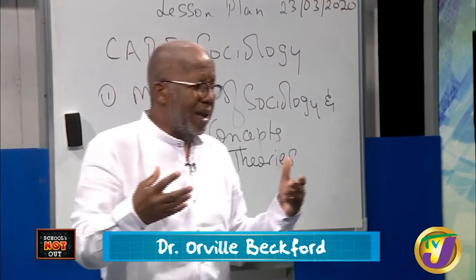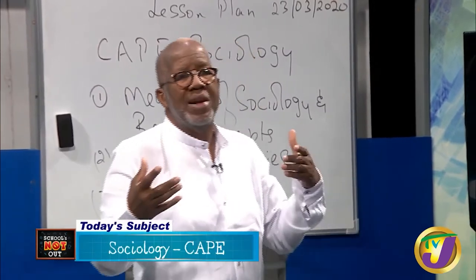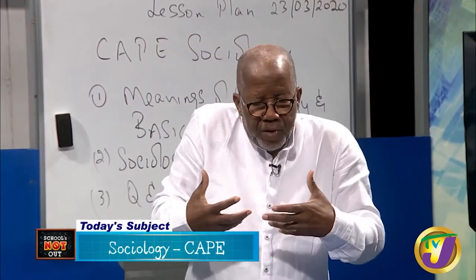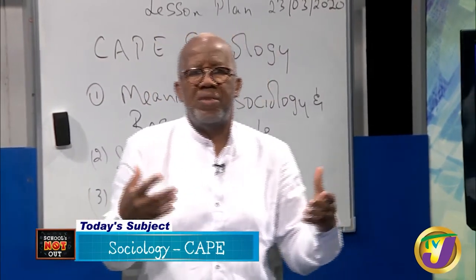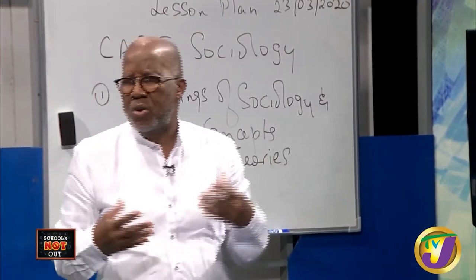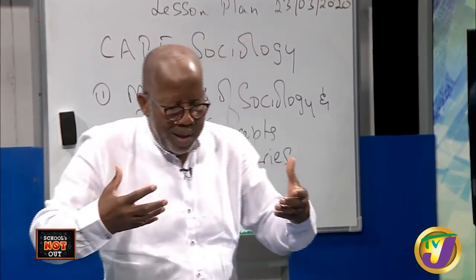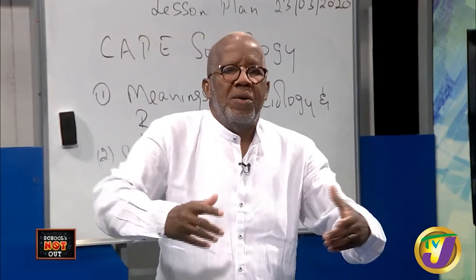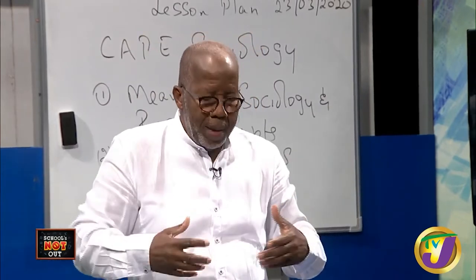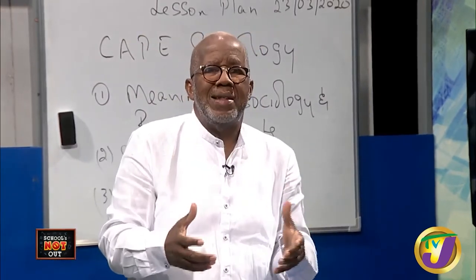So if I'm looking at the pygmies in the Amazon, I can't transfer my Eurocentric type of upbringing to say that, oh, they don't eat around a table, so therefore they are so nasty. No. We have to look at them for what they are. And so for sociology, we do the same. We employ an anthropological sensibility.